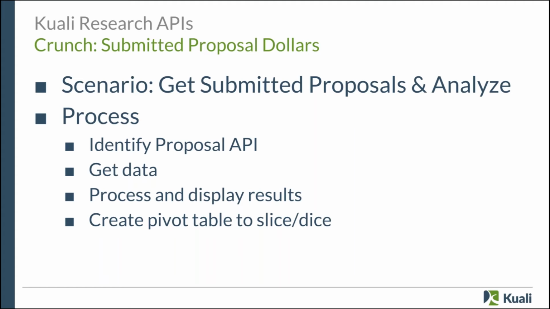So again, the scenario is getting submitted proposals and analyzing the data. So I'm going to identify the API that I want to use. I'm going to pull the data. I'm going to process it into my spreadsheet. And then I'm going to create a pivot table to be able to slice and dice that and get more insights into the data that I'm returning.